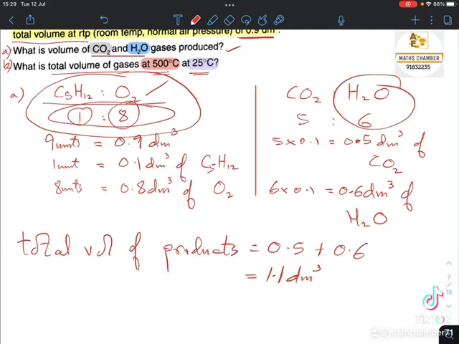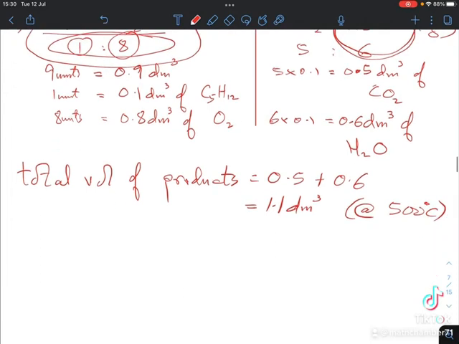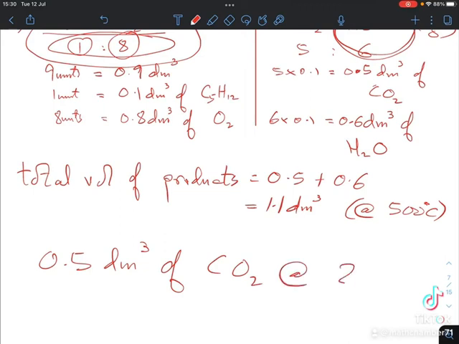And for part B, remember the first answer is at 500 degrees Celsius. If they want it at 25 degrees Celsius, obviously your water, from the gaseous state, will have condensed at 25 degrees Celsius. So we can ignore that. That means we only have 0.5 cubic decimeter of carbon dioxide at 25 degrees Celsius. Okay, that's all.